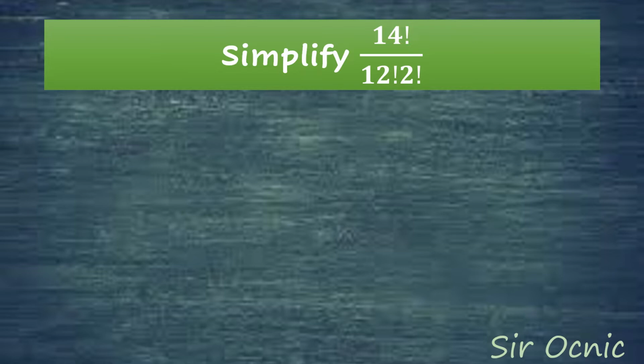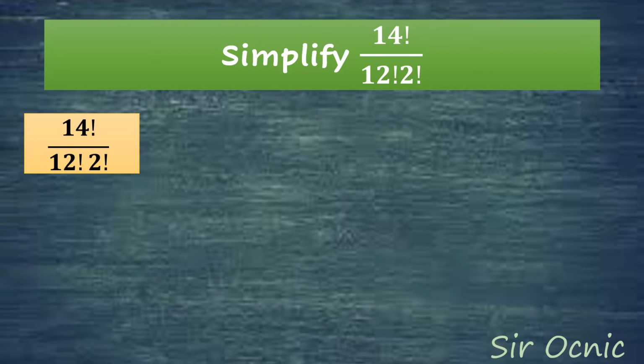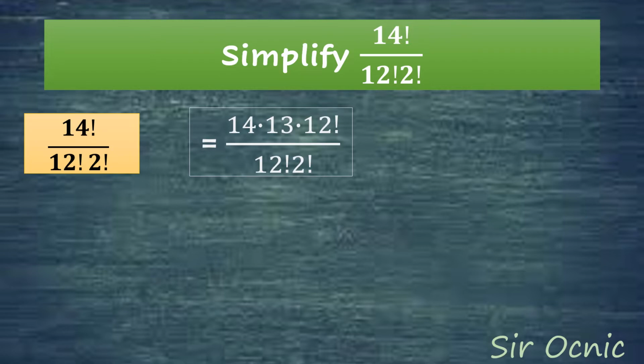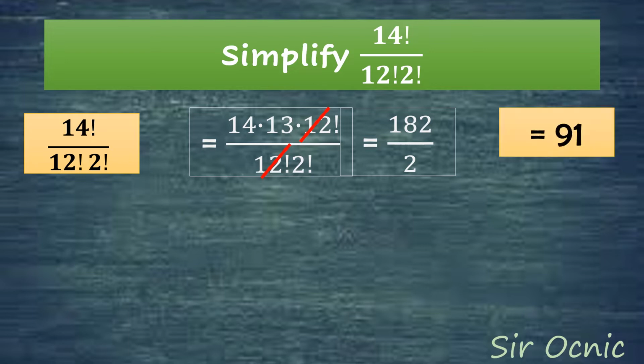Simplify 14 factorial all over 12 factorial, 2 factorial. In this case, let us expand first our numerator. That is equal to 14 times 13 times 12 factorial. We will stop at 12 factorial simply because there is a 12 factorial in our denominator. Since we have common factors between the denominator and the numerator, we may cancel out 12 factorial. 14 times 13 is equal to 182 all over 2 factorial, which is equal to 2. 182 divided by 2, that is equal to 91.